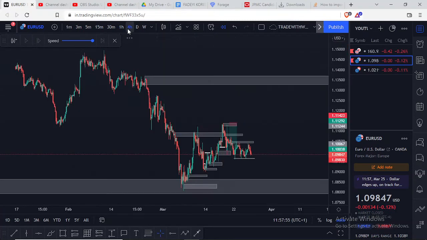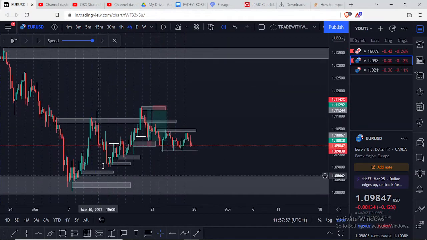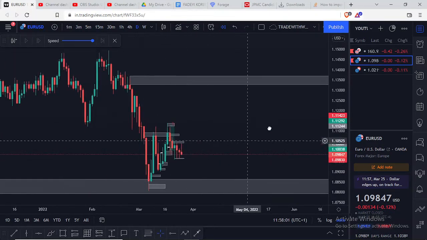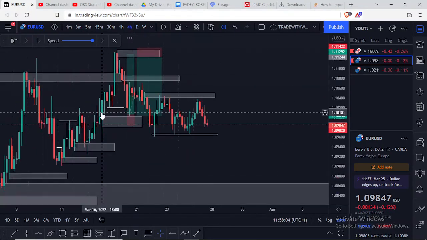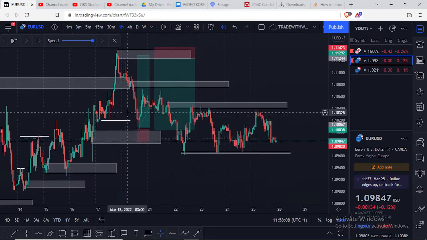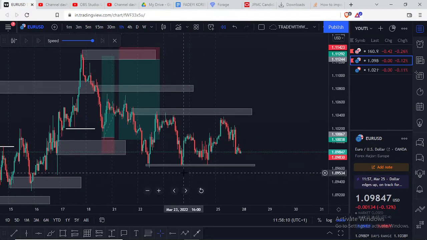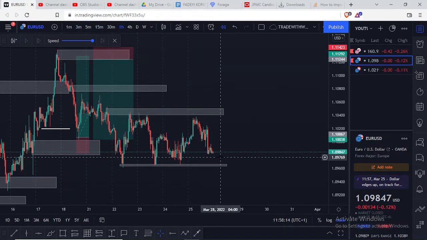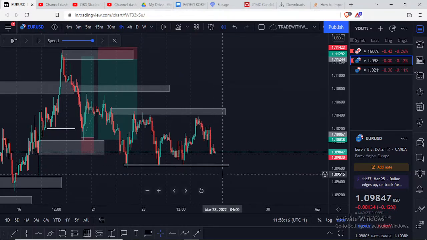Okay, so let's check the 4-hour time frame. From the daily demand zone, we are still very bullish. So let's go into the 4-hour time frame to check for zones that can make this market buy. 1-hour zone. Okay, so for me, I can't really see anything. What am I expecting for Euro USD next week? Euro USD next week, I'm expecting a breakout of these zones.